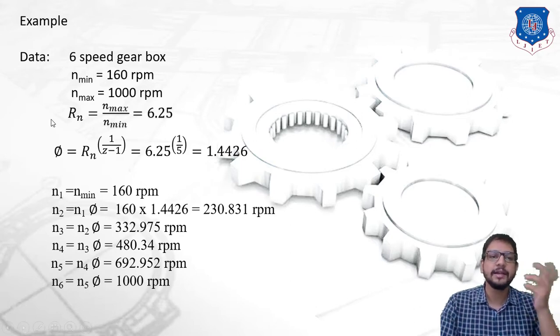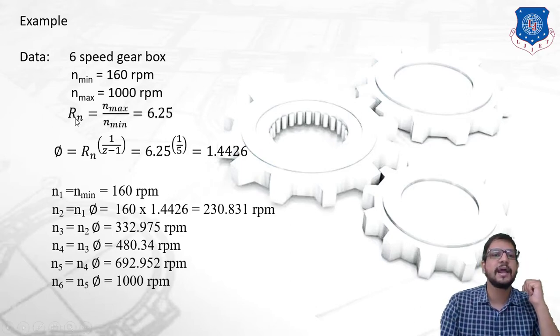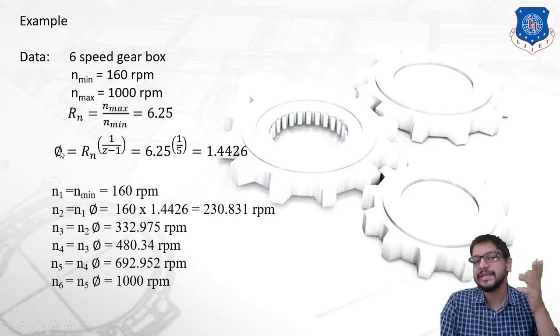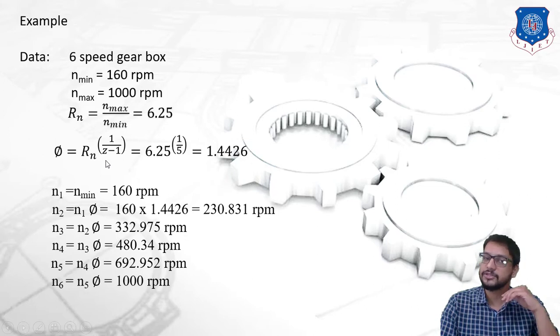We know the equation of range ratio, that is Rn. Rn is equal to N max by N minimum, which would be equal to 6.25, that is 1000 upon 160. Now we even know the relation between Rn and phi, that is range ratio and gear ratio. We can say that phi is equal to Rn raised to 1 upon z minus 1. After substituting the values, it is equal to 1.4426.